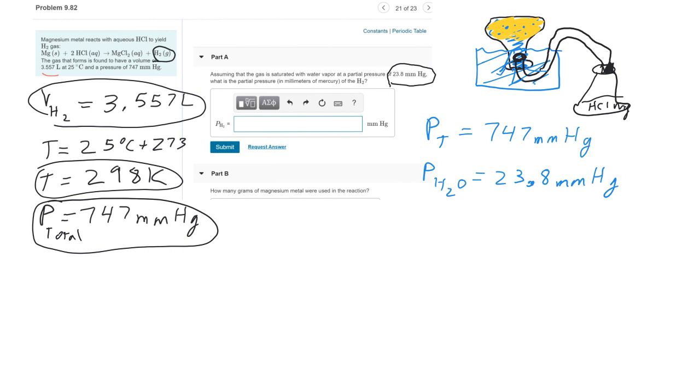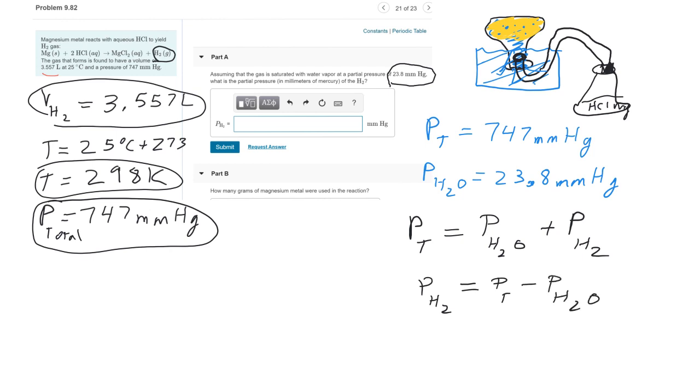Well, according to Dalton's law of partial pressure, the total pressure is equal to the pressure of water plus the pressure of hydrogen, right? Because the partial pressures of the gases sum to the total. So we can calculate the partial pressure of the hydrogen gas by taking our total pressure and subtracting the pressure of the water.